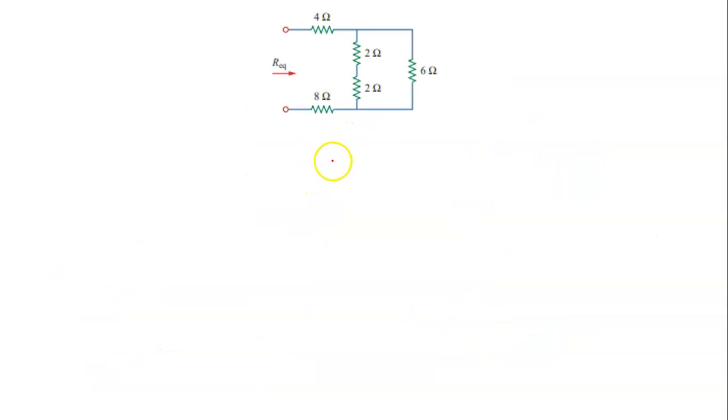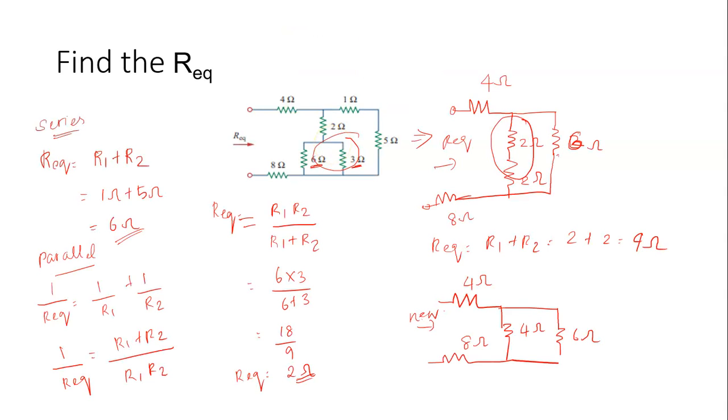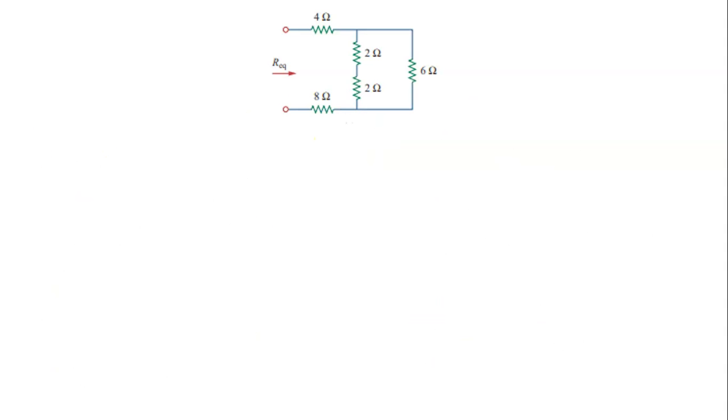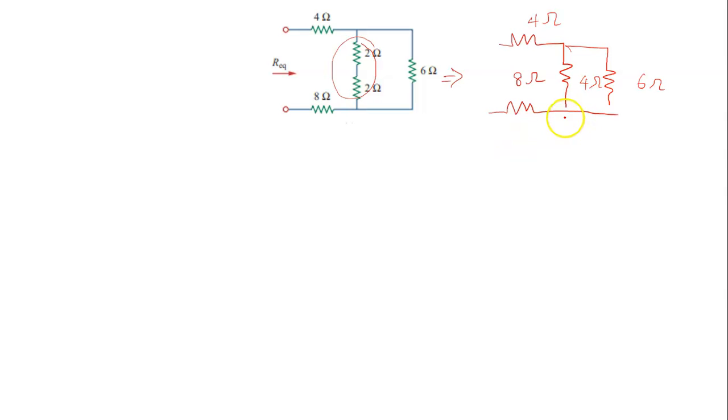We have already found this. I have already drawn it, that is given in this diagram. Now we have already combined these two, and I told you how it is going to change: 4 ohm, 4 ohm, 6 ohm, 8 ohm. Now we are going to solve this circuit.